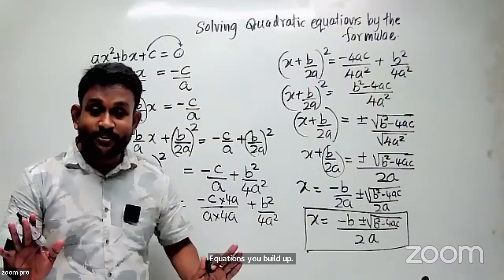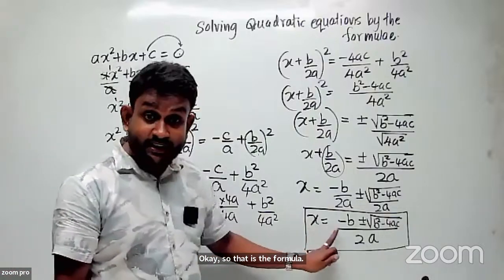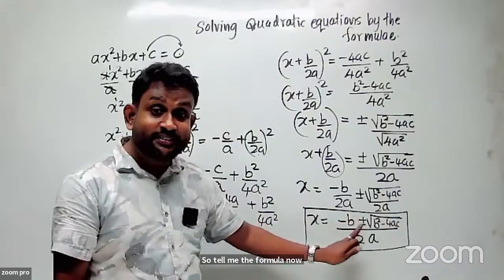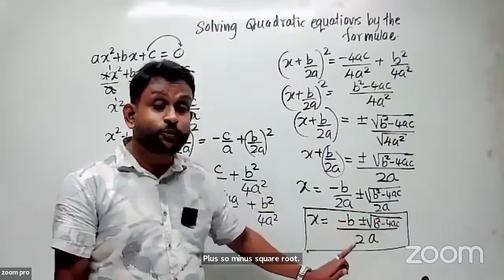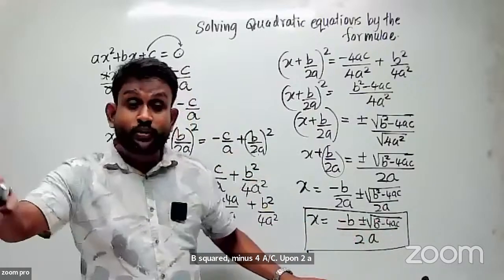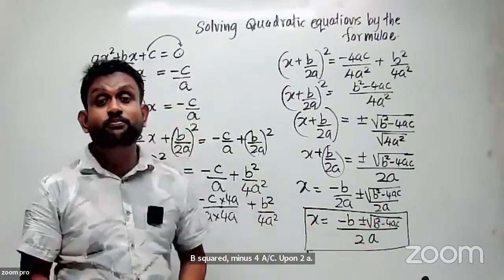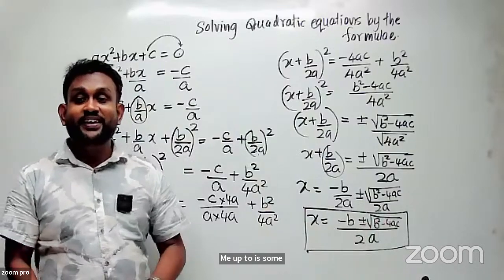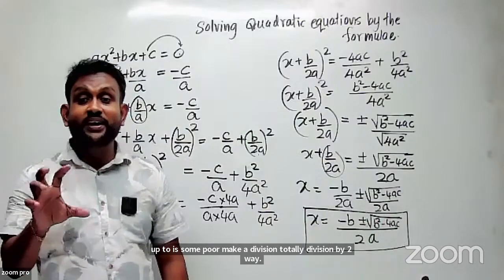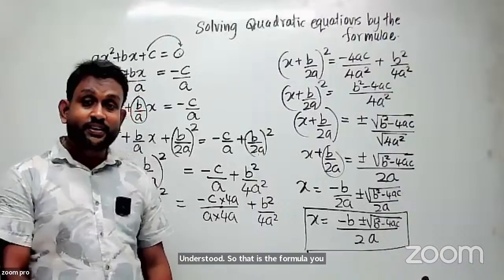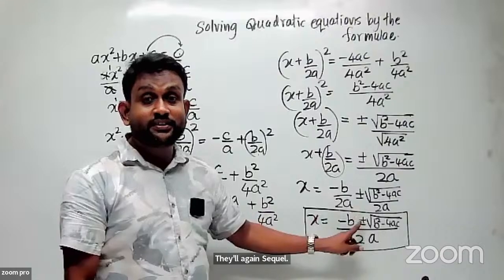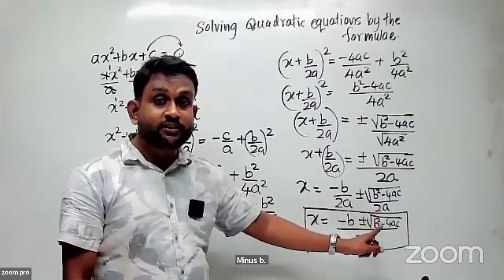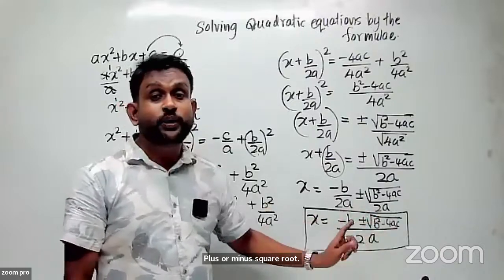So tell me the formula now. x equals minus b plus or minus square root of b squared minus 4ac upon 2a. The whole thing is divided by 2a. Totally division by 2a. Okay, understood? So that is the formula you have to remember for the exam. Again, x equals minus b plus or minus square root of b squared minus 4ac upon 2a.